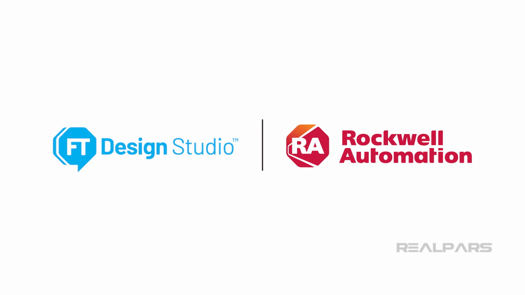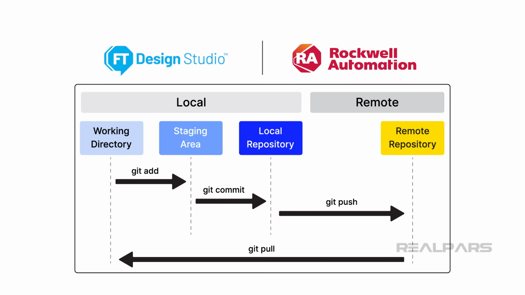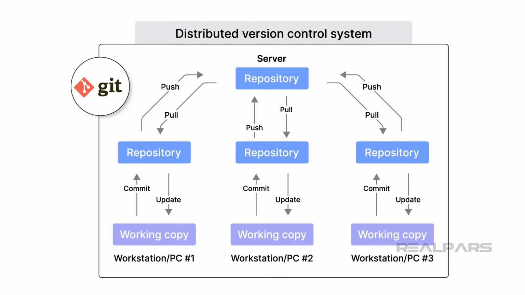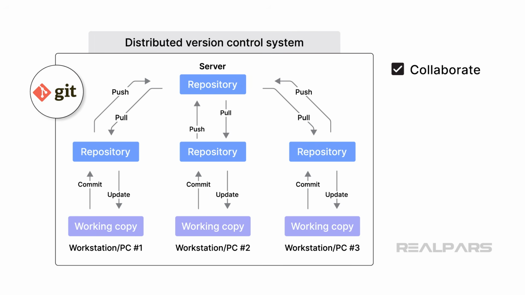FactoryTalk Design Studio, Rockwell Automation's next-generation development environment for Logix 5000 systems, aims to improve the version control workflow for PLCs by integrating Git directly into the interface of FactoryTalk Design Studio. If you're not familiar with it, Git is a distributed version control system that has been used in the IT industry for years. Git allows multiple users to collaborate together on a project, while tracking changes and storing backups of a project in a well-controlled way.